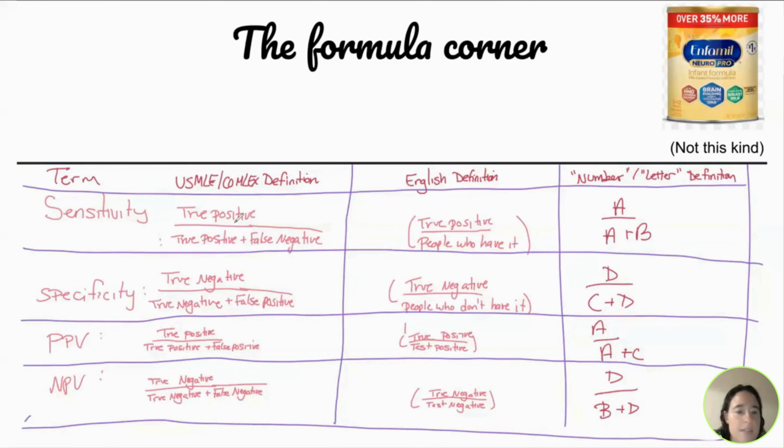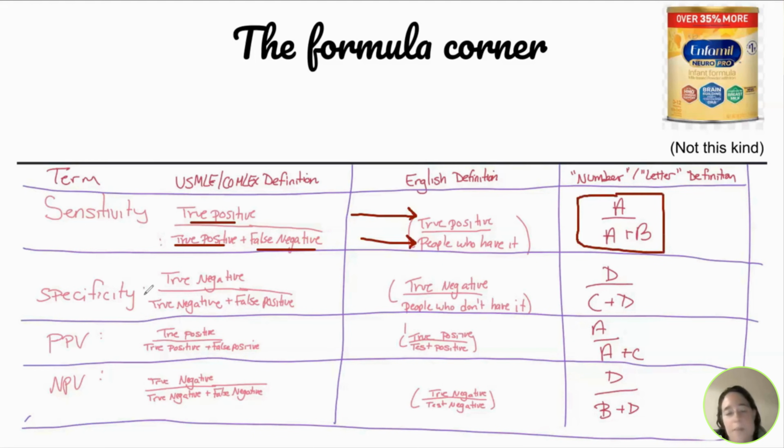So for sensitivity, it's true positives over true positives and false negatives. So basically, this is true positives over everyone that actually had the disease. So how likely am I to test positive if I have the disease? If I'm looking at my four-way table, this is A over A plus B. Specificity is true negatives over true negatives and false positives. So this is testing negative if you don't have it. Or in my table, D over C plus D.